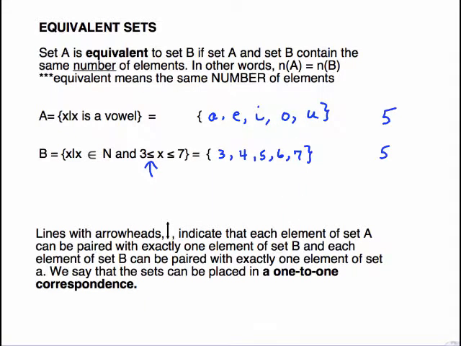Now, when you have the same number of elements, you can line them up and kind of correspond, like A goes with 3, E goes with 4, I goes with 5, O with 6, and U with 7. These lines with arrowheads indicate that each element of set A can be paired with exactly one element of set B, and going the other way, each element of set B can be paired with exactly one element of set A. And we call this a one-to-one correspondence. That term makes sense, one-to-one, because for one element in this set, it's being paired with one element in that set.